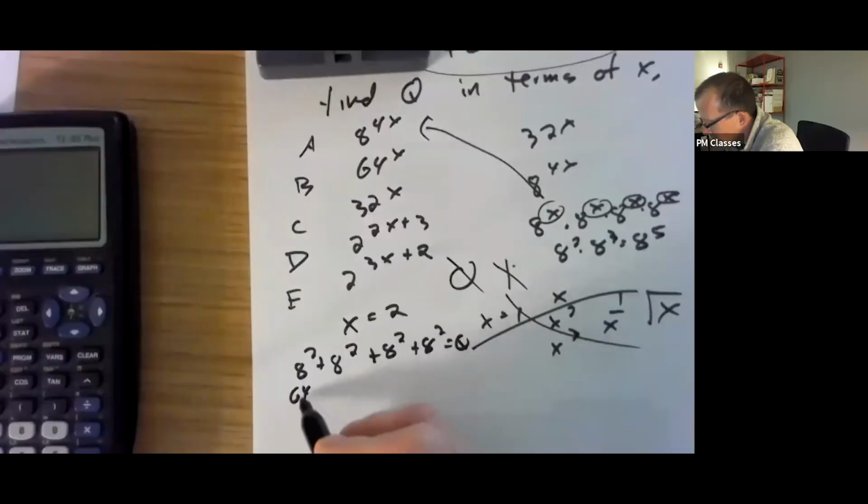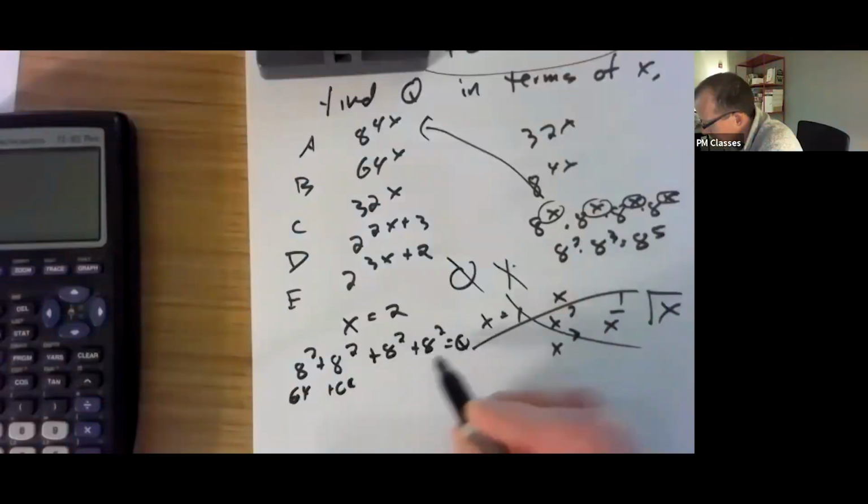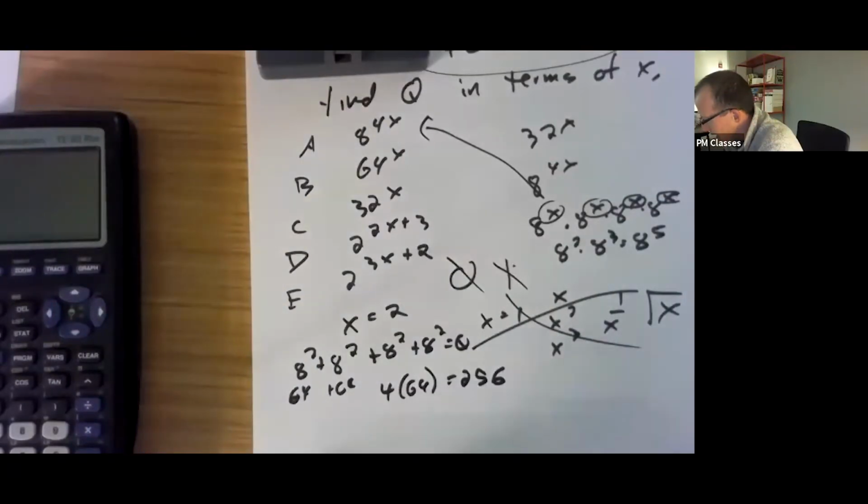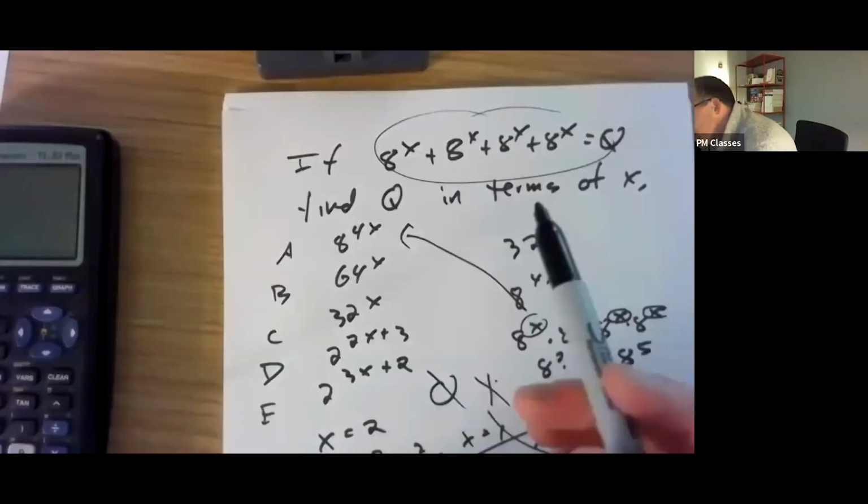8 squared, as you know, is 64 plus 64 plus 64 plus 64. 4 times 64 is 256. Awesome. Well, what do I do with that? Aha! The right answer choice will be whichever one also equals 256 in terms of x. And I'm going to go back there for 1 second. You guys have probably seen problems like this before. Find q in terms of x.